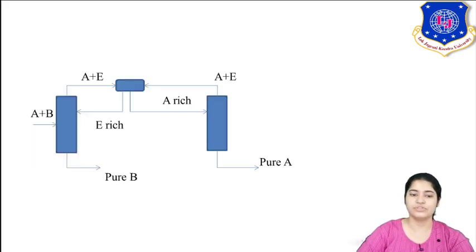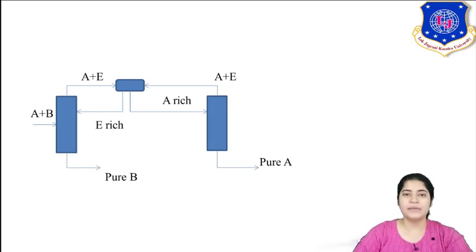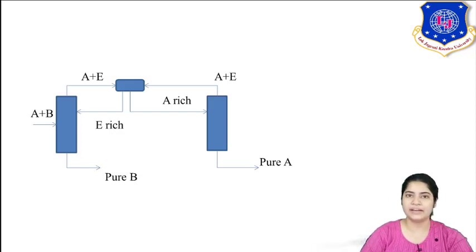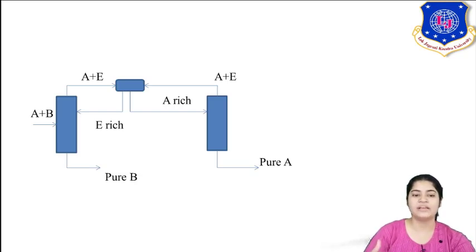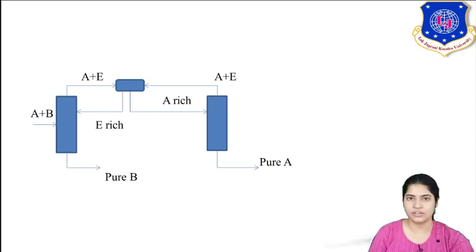So you can see using an example, A plus B is my initial feed from which I have to separate A. So what I am doing, I am adding entrainer. Entrainer has been added. Low boiling azeotrope has been formed. In the top product you get your low boiling azeotrope, that is A plus E. On condensation, as A and E are almost immiscible with each other, an A rich phase and an E rich phase are formed. The A rich phase is sent to another column and the E rich phase is recycled back to the column. In the bottom you get pure B.